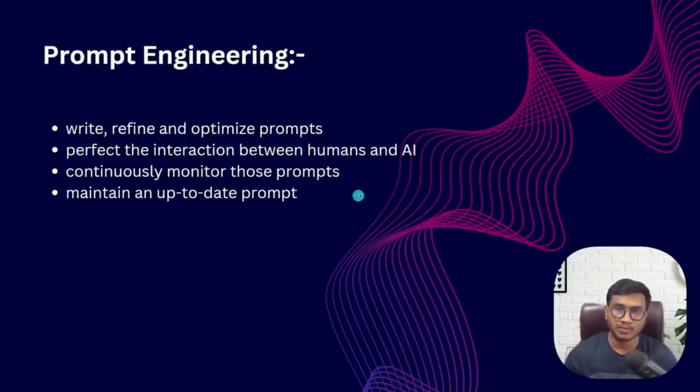Continuously monitor those prompts, whether each prompt is perfect or not, and whether there is any change in the model or not. Then maintain and keep the prompt up to date. That means if the model got updated, say they fine-tuned that particular model again, and the previous prompt is not working well, then you can maintain and update that particular prompt for that large language model. So these are the key responsibilities you should have as a generative AI engineer.